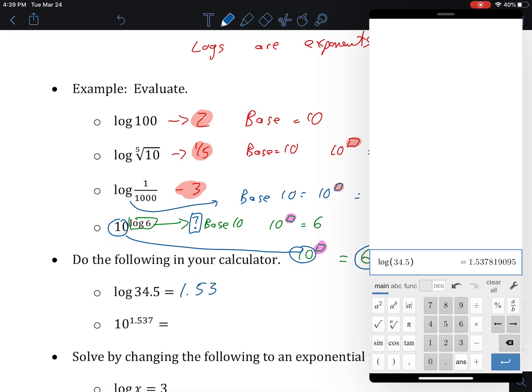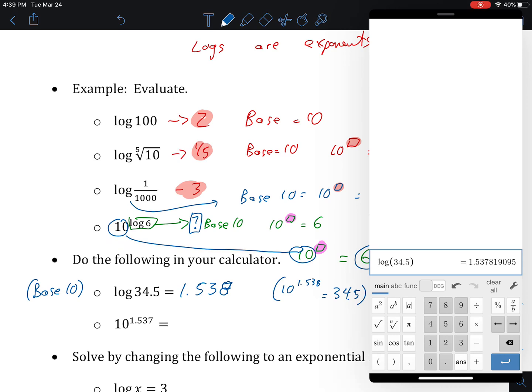34.5. Okay, and I get 1.538. Okay, so log, what's the base here? My base has to be 10 because it's not seen. So what this is saying is 10 raised to the 1.538 is equal to 34.5, right? That's what that's saying. Looking at the one beneath it, 10 raised to the 1.37.